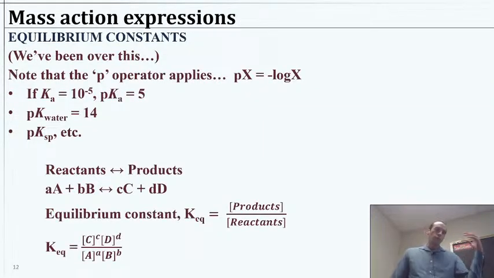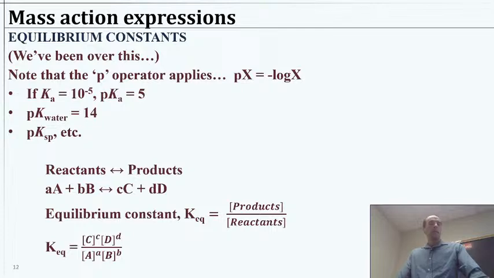Okay, so we'll start with the one we've already talked about, which is equilibrium constants. Just remember the p is the negative log of whatever, so p of x is the negative log of x. So if Ka for some acid is 10 to the minus 5, then pKa is 5. You'll see this in a lot of places. You'll see it for these partitioning coefficients. Sometimes we'll see it for concentrations.